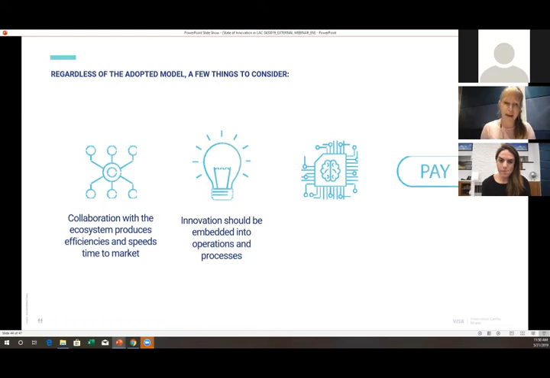Innovation should be embedded into your operations and processes. It's one thing to say that you're innovative. It's another thing altogether to build innovation into your corporate culture so that you just are innovative. When you have innovation built into your culture, into your processes, into your job descriptions across your organization, innovation flows more naturally, and you don't have to try as hard to be innovative when you already are innovative at your core.